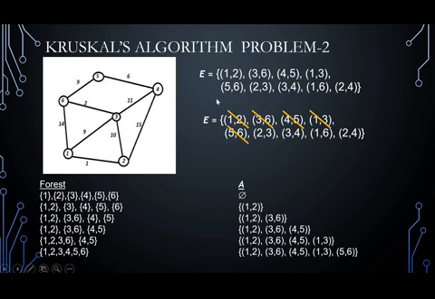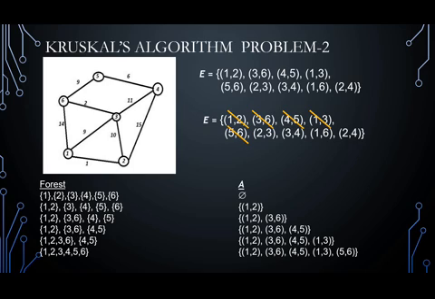1 to 2 with 1, 3 6 with 2, 4 5 with 6, then 1 3 with 9, then 5 6 with 9, then 2 3 with 10, 3 4 with 11, 1 6 with 14, 2 4 with 15. So in the increasing order, I have created the edge list. My initialization process is done.